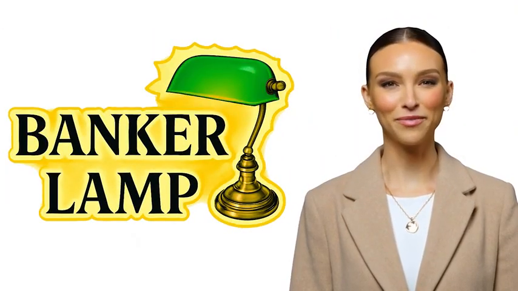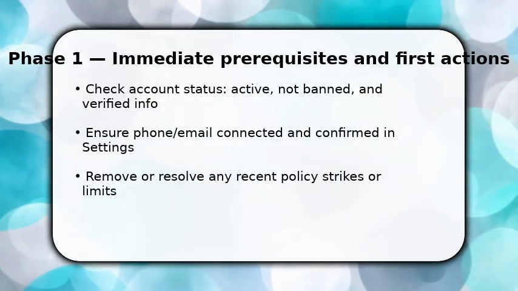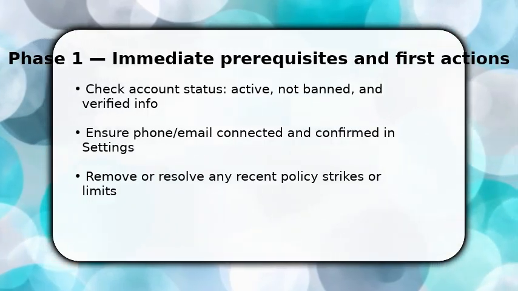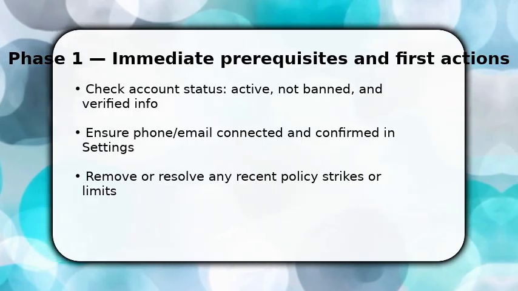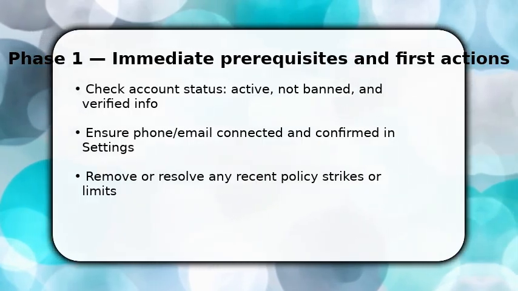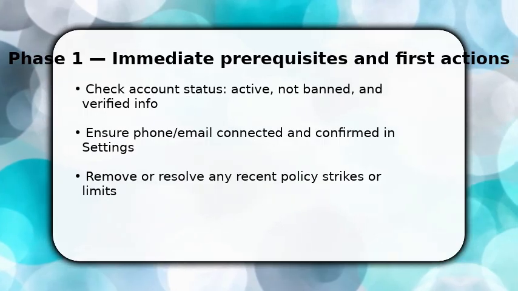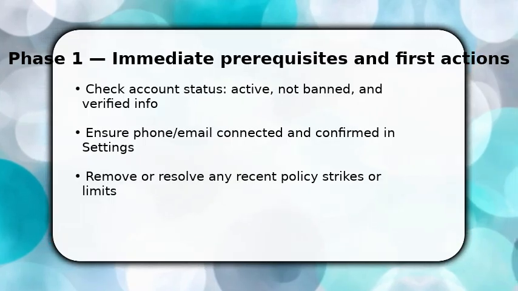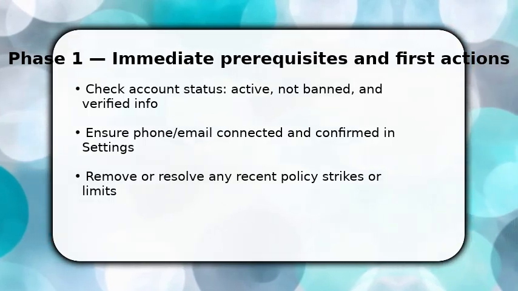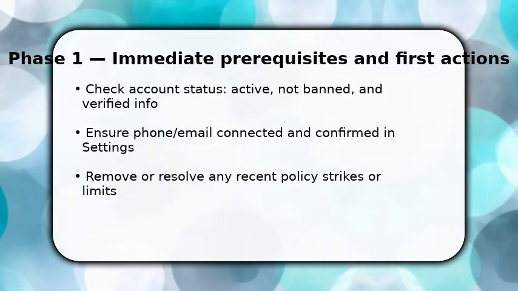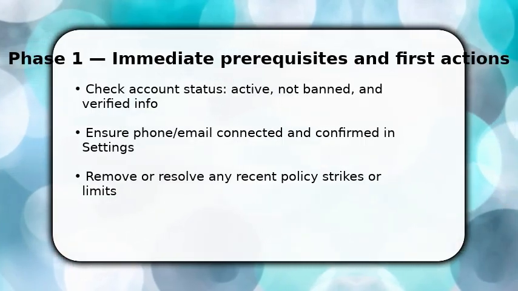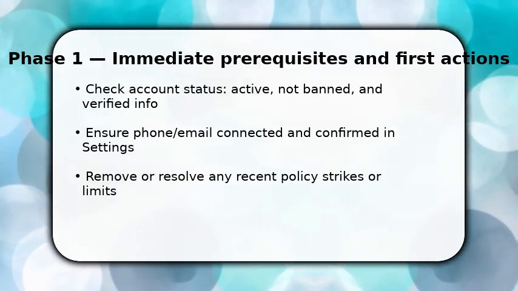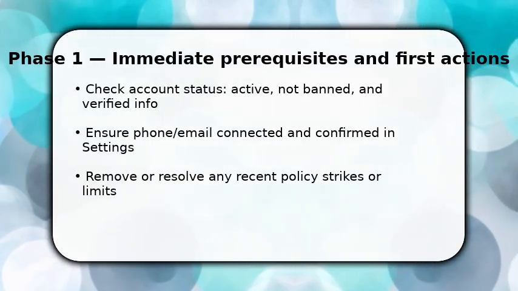Please enjoy the video. You need to start by confirming essential account prerequisites. You'll check that the account is active, not under temporary limits, and that phone and email are connected and verified. Once done, review notifications and privacy to ensure follow actions aren't blocked, and look at recent strikes that could restrict follows. Make sure you log out and back in after changes to force sync. This often clears stale flags. You're setting a clean foundation before moving to deeper troubleshooting.